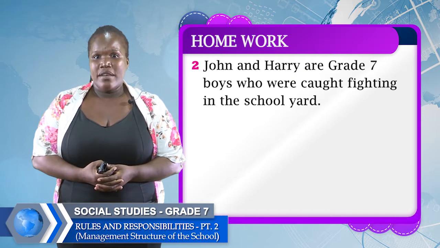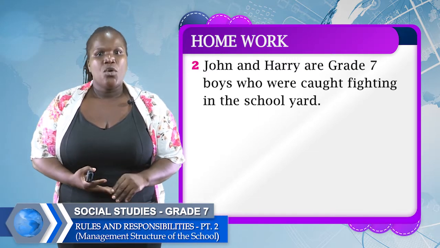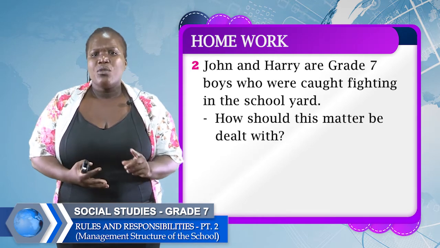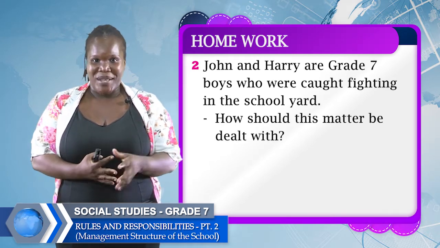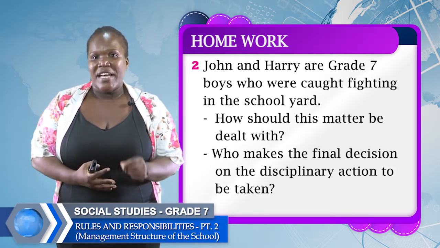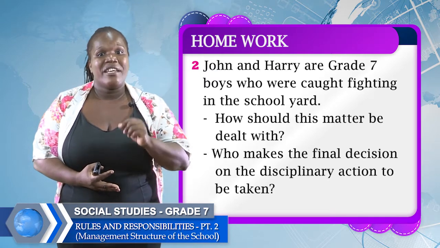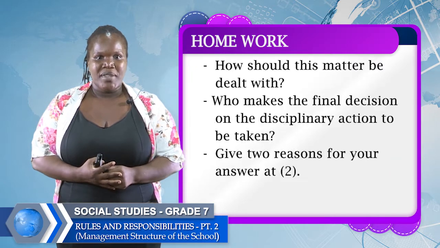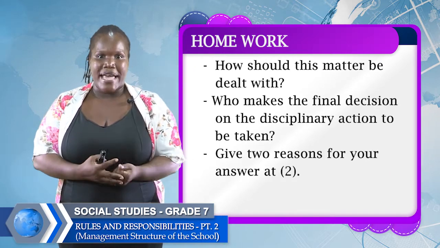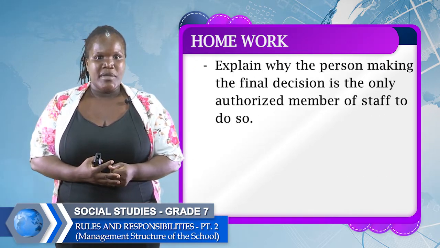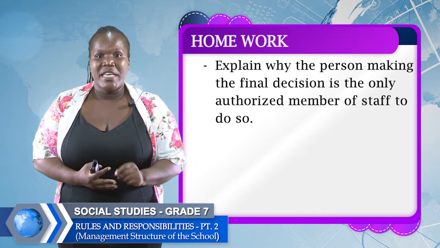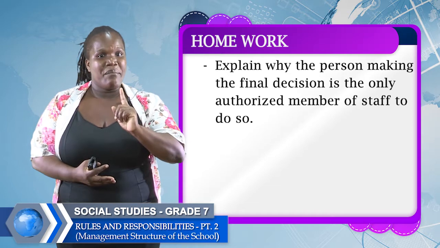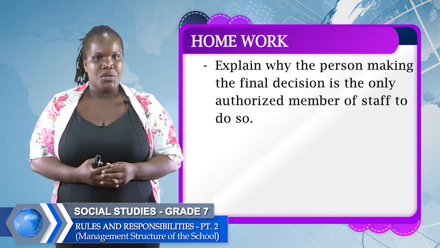John and Harry are grade 7 students who were caught fighting in the schoolyard. How should this matter be dealt with? 1. Who makes the final decision on the disciplinary action that should be taken? 2. Give 2 reasons for your answers. Explain why the person making the final decision is the only authorized member of staff to do so.